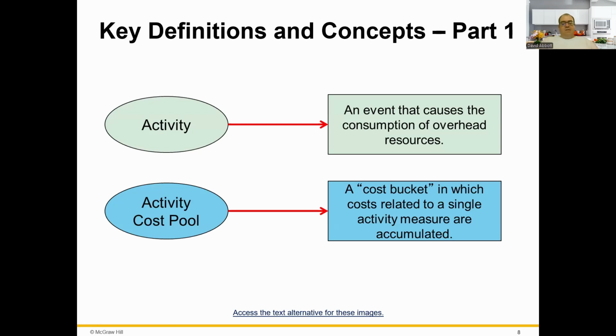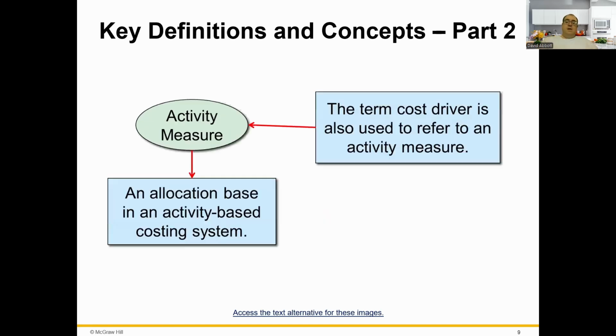So first of all, an activity is an event that causes the consumption of overhead resources. And an activity cost pool is a bucket in which costs are accumulated that relate to a single activity measure in an ABC system. An activity measure is an allocation base in an activity-based costing system. The term cost driver is also used to refer to any activity measure.